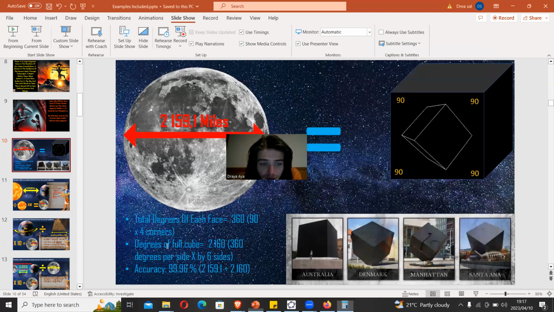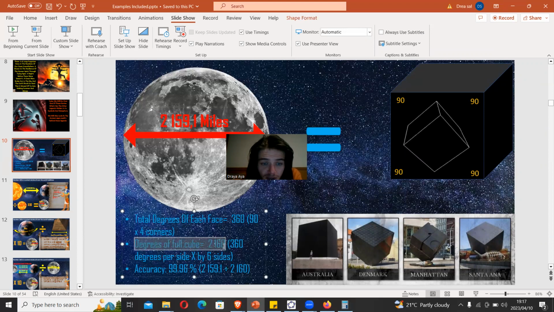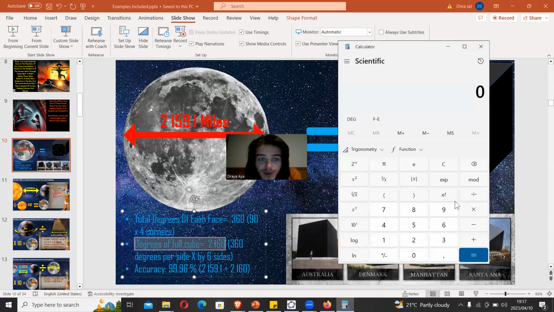Cool. So I have the answer over here. The total degrees of a cube is 2160, right? So I'm going to reference this when doing my calculation. So to get how accurate this is, the moon is actually slightly smaller than the total amount of degrees on a cube. I'm going to start with the moon. I'm going to put in the size of the moon in miles. And then let me just get out a pen. I want to draw a little fraction, right?